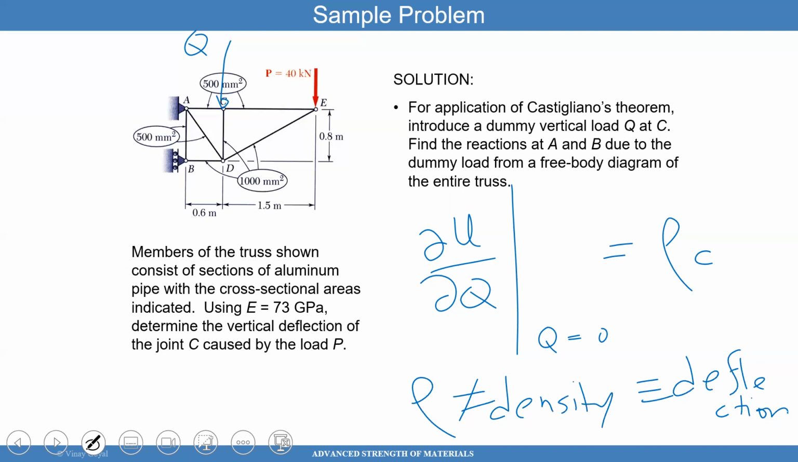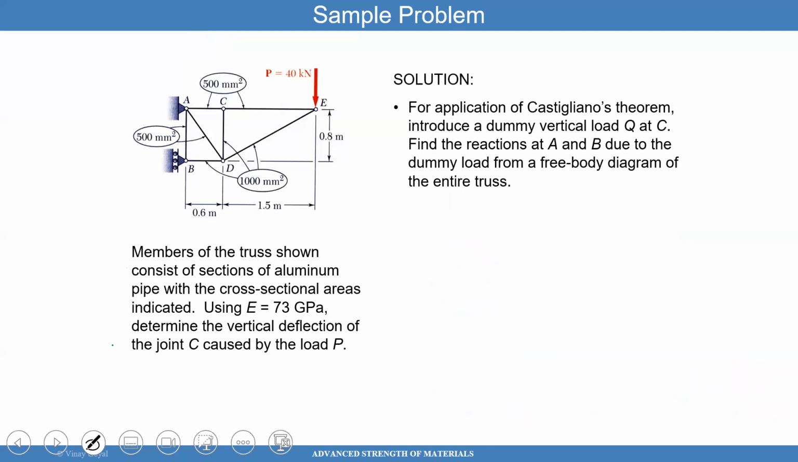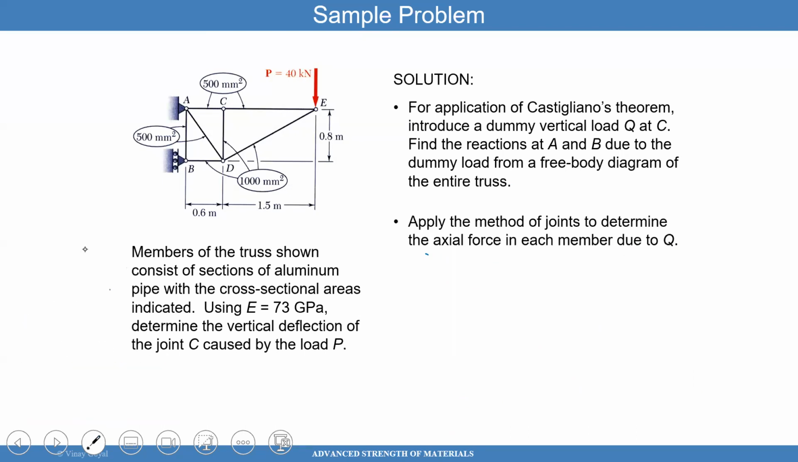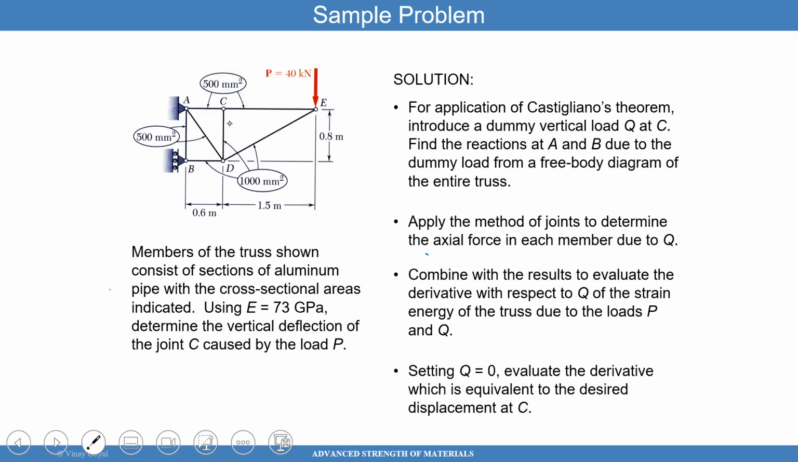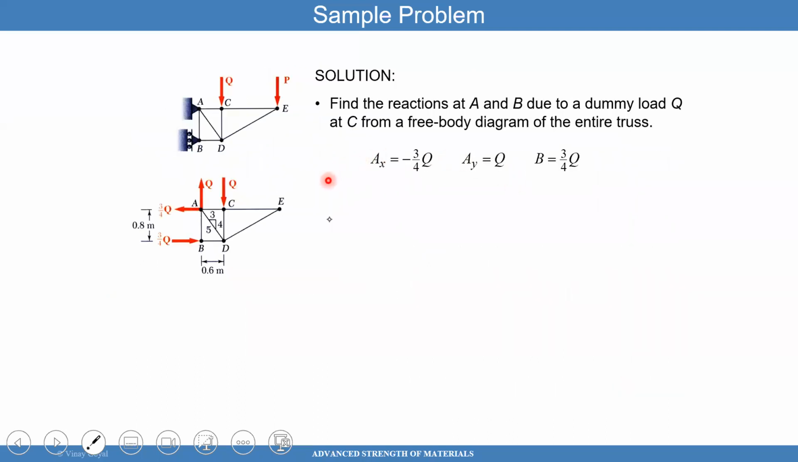Well, let's work through this example here. The first step is to apply the load Q at that particular point C. Get all the forces in each of these cross sections as a function of P and Q, and set Q equals 0 after you take the derivative. So that's exactly what we did.